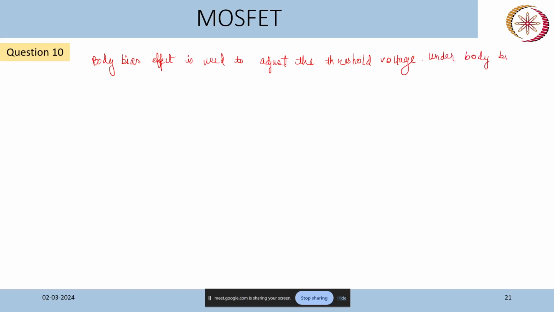Under body bias, the substrate, which is the body terminal, is connected. The substrate is biased with respect to what? Which terminal? With respect to source, drain, gate. So which of the terminals is connected? It's the reference terminal. Okay.